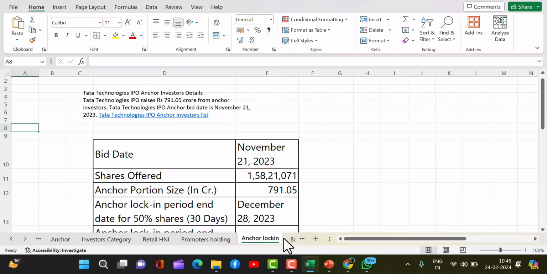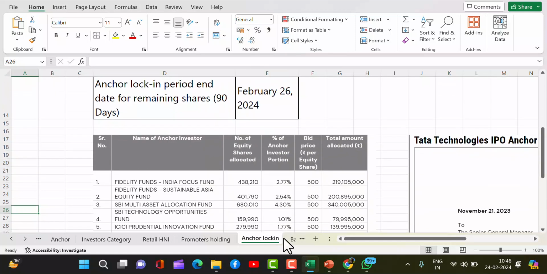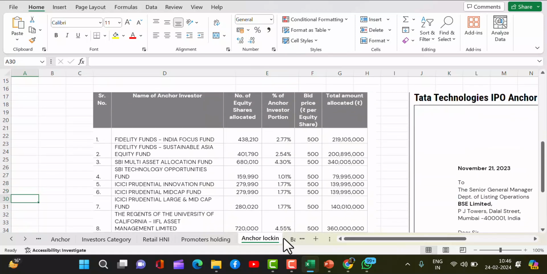Then anchor investors. So the Tata Technologies IPO anchor investors. They raised 791 crores from the anchor investors, and so shares offered were this. Anchor size was 79. Allotment and anchor lock-in period were given. Then these are basically all the anchors. They have given a list of the names of the anchors also.